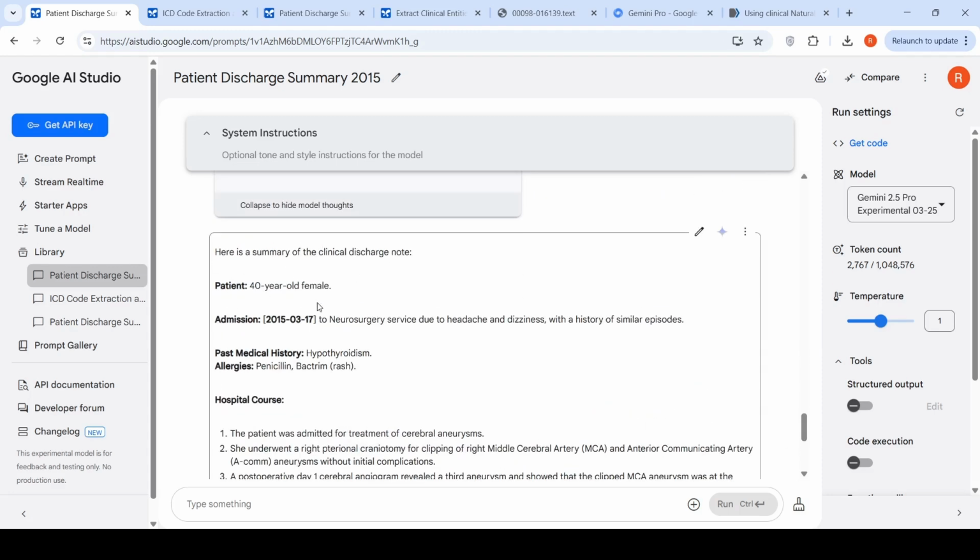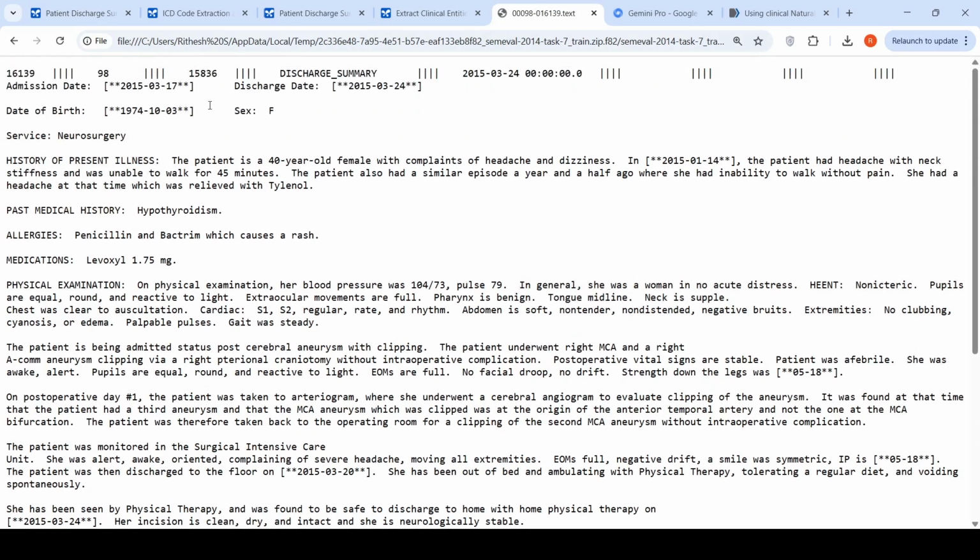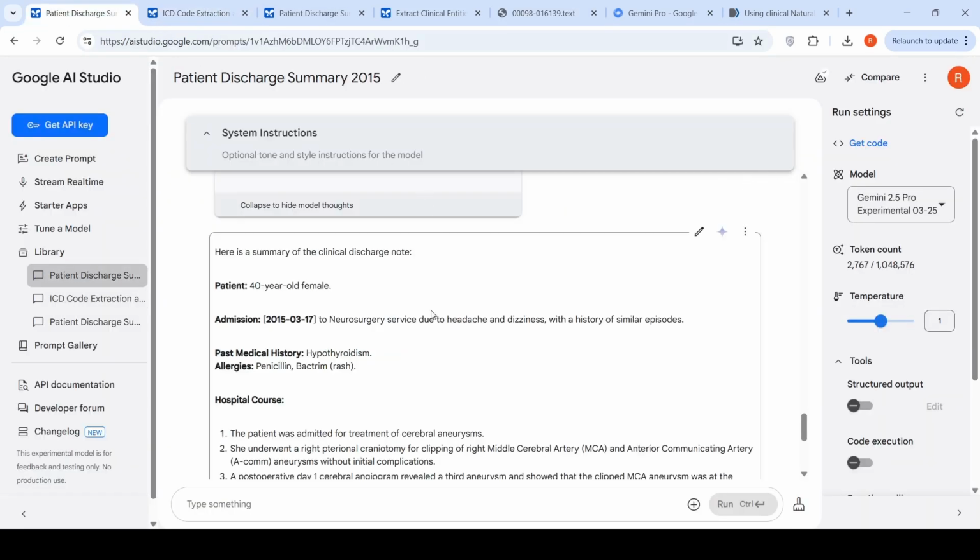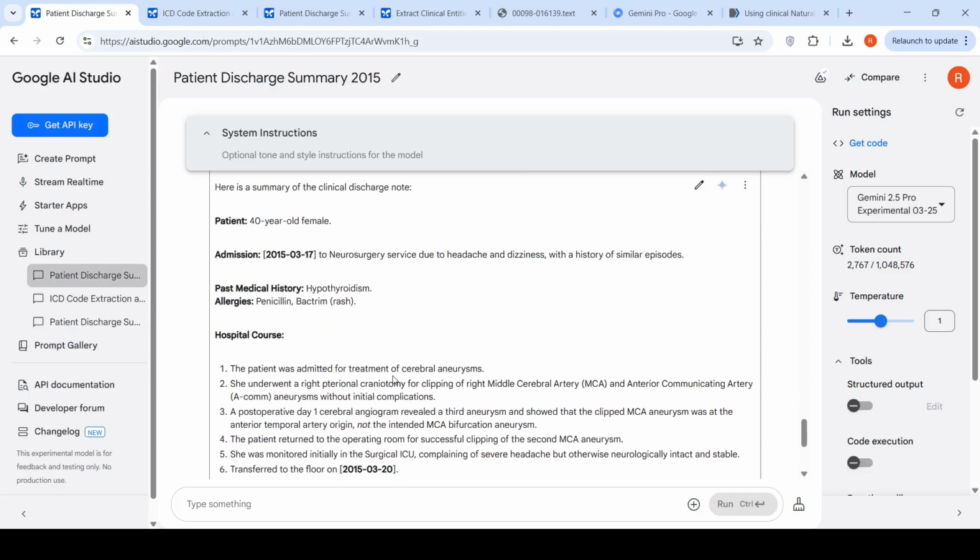So the patient is a 40-year-old female. Admission was done on this date to the neurology service due to headache and dizziness, with a history of similar episodes. Let's just cross-verify this, 17-3-2015, right? So over here, admission date is 17-3-2015. Discharge date is 24-3-2015, okay? And the patient complained of headache and dizziness. So that is what is coming over here. Right, the patient was admitted for treatment of this.